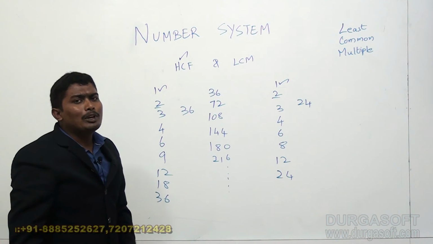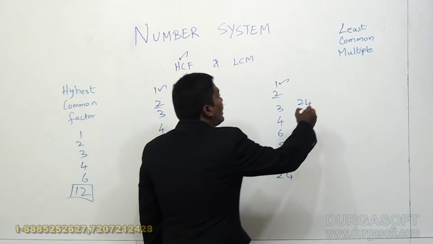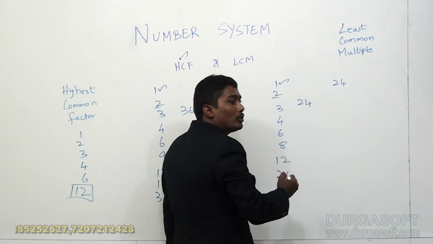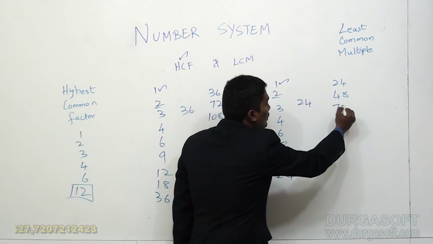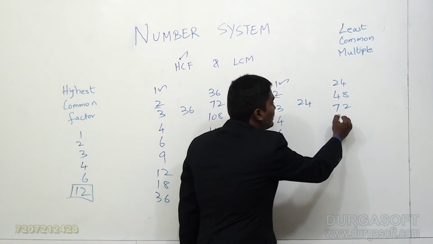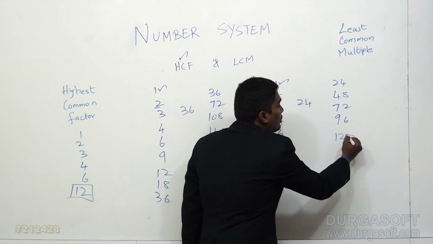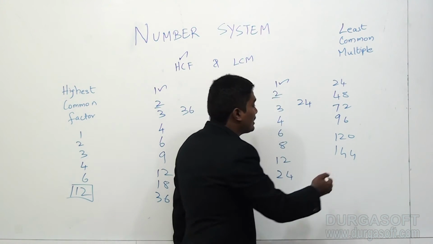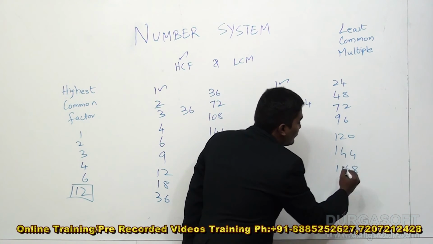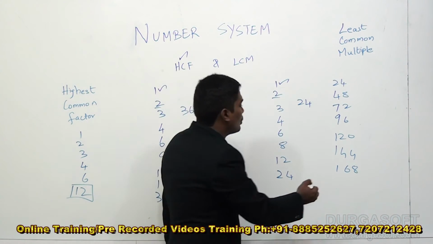Same way I will try to write the multiples of the number 24. 24 ones are 24, 24 twos are 48, 24 threes are 72, 24 fours are 96, 24 fives are 120, 24 sixes are 144, 24 sevens are 168, and this way I can just go on.